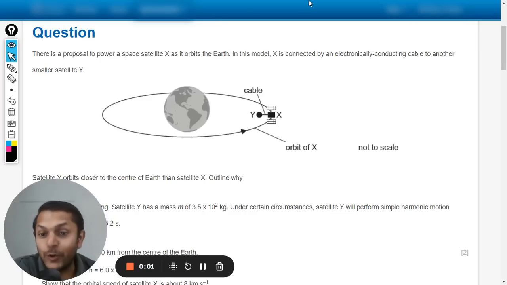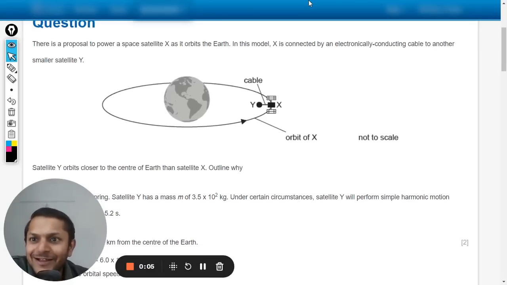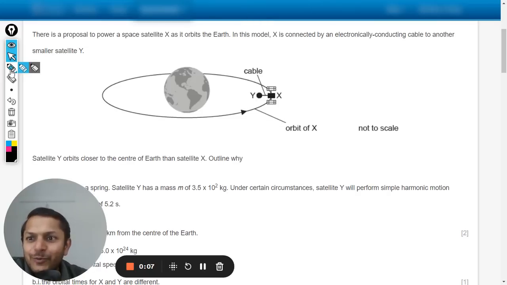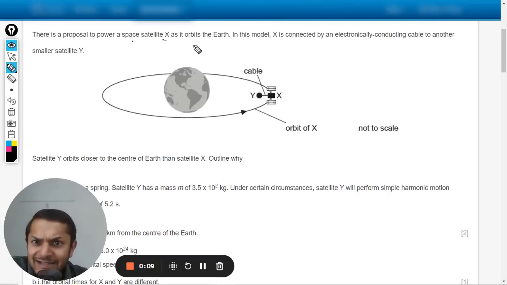Dear students, let us see what is there in this question. Seems horrible, I will say. There is a proposal to power a space satellite X as it orbits the Earth. In this model, X is connected by an electronically conducting cable to another smaller satellite Y. So there are two satellites, X and Y, and Y is closer to the Earth. The satellite Y orbits closer to the center of the Earth than X. Outline why.